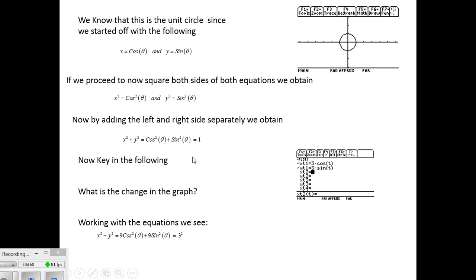Eliminating the parameter. Now we've lost something in that sense too, and we'll take a look at that when we go to the calculator. Okay, make one slight alteration. Go back and key in 3 cosine t and 3 sine t.